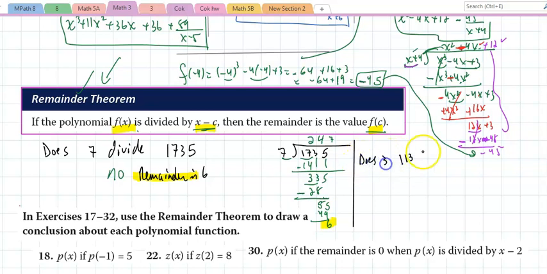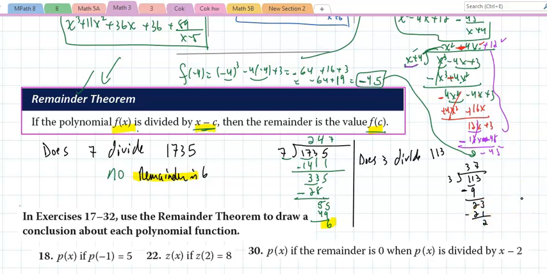Does 3 divide 1113? Assuming you don't know the rule. Well, so let's see if it does. 3 divides 11 3 times. That's a 9. Subtract. 3 out of 9 is 2. Bring the 3 down. That's a 7. 21. Subtract. That's a 2.